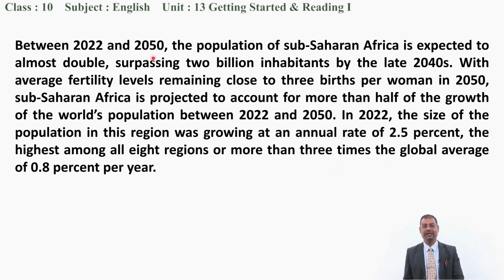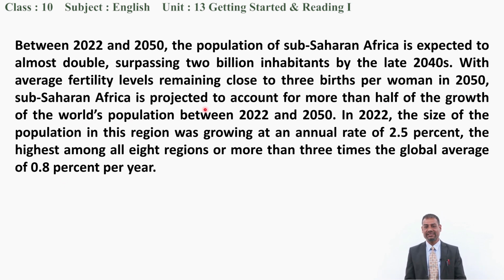Between 2022 and 2050, the population of sub-Saharan Africa is expected to almost double. See, the population is expected to double, 2 times more, surpassing 2 billion inhabitants by the late 2040s, with average fertility levels remaining close to 3 births per woman in 2050. Now you can see average fertility levels remaining close to 3 births. Now in our country, the government has a kind of policy of having 2 children, 2 babies. And here you can see the average woman will give birth to 3 babies per woman in 2050.